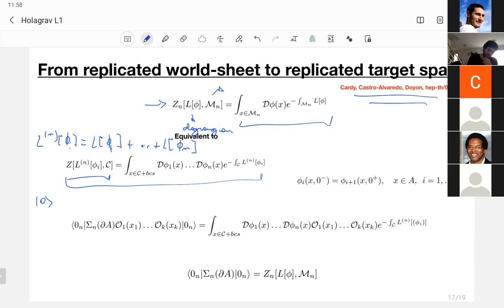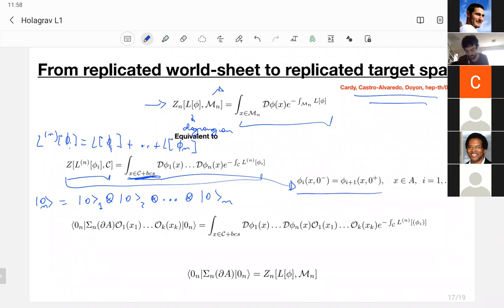Also, the vacuum is different. Now the vacuum that you have is the tensor product of the n replica vacua. And this, you see, is the integral over the complex plane, but of course you have to mimic the fact that you had a complicated manifold, and what does that is the boundary conditions on this integral that relate the field on different sheets. Before, you had the relation between fields on different sheets; now you have the relation between different kinds of fields.